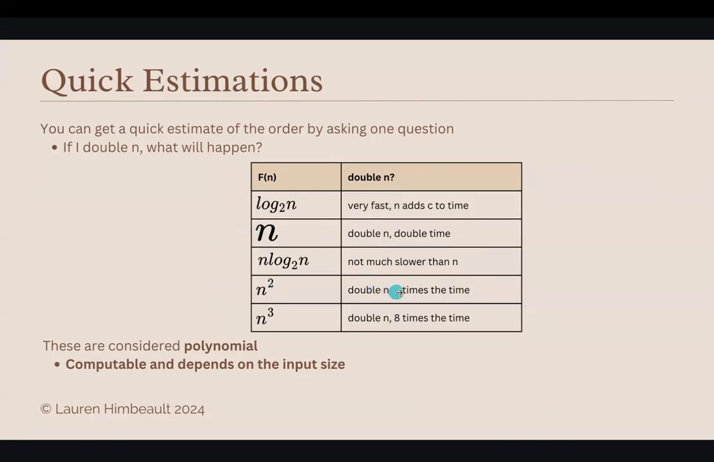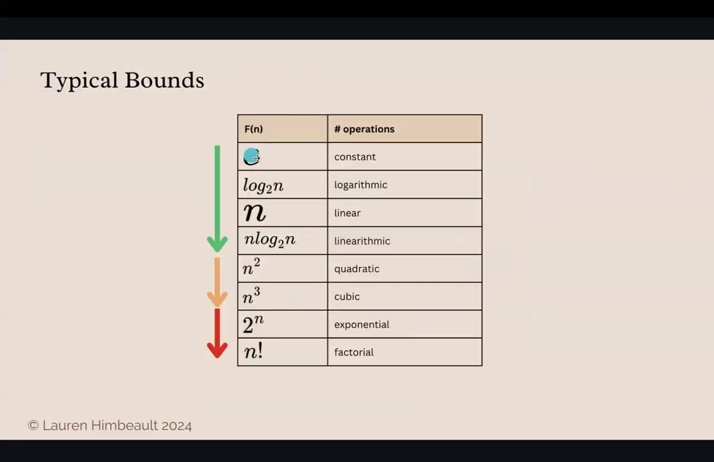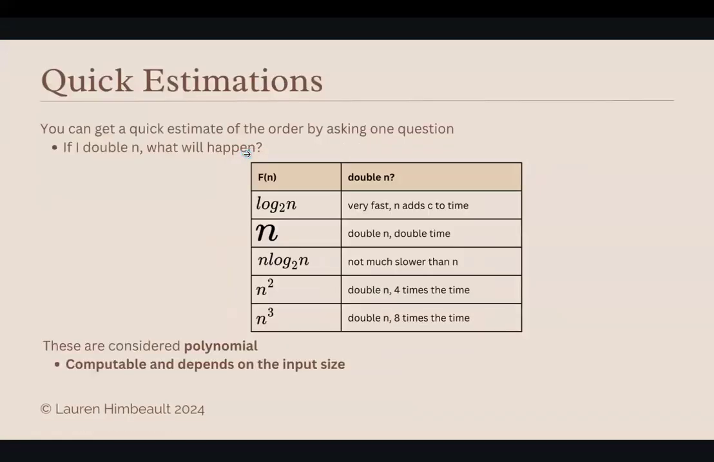For n squared, doubling n gets you 4 times the time, and n cubed means 8 times the time. Just notice that the constant one wasn't in there, and that's because a function that's constant, a big O of 1, doesn't rely on n at all. It doesn't matter how long your list of elements is. So doubling n doesn't affect it, which is why there's nothing to be said here about that one. We already know that that's a pretty good running time. That's the best we can get.